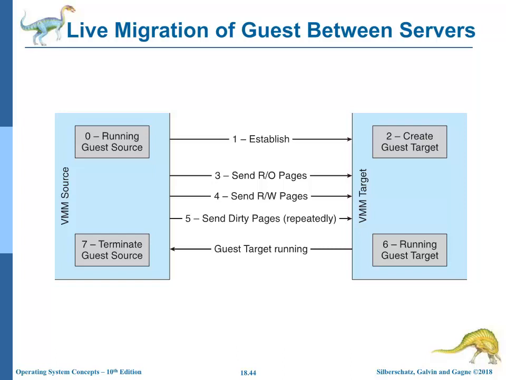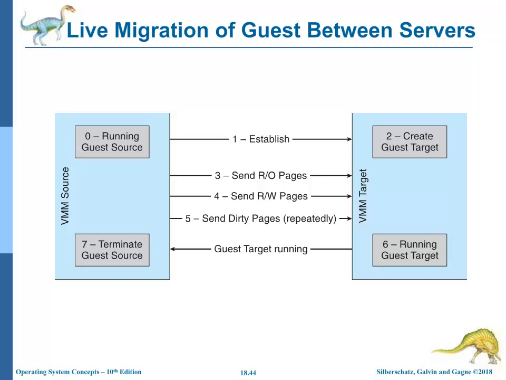1. The source VMM establishes a connection with the target VMM and confirms that it is allowed to send a guest. 2. The target creates a new guest by creating a new vCPU, new nested page table, and other state storage. 3. The source sends all read-only memory pages to the target. 4. The source sends all read-write pages to the target, marking them as clean.